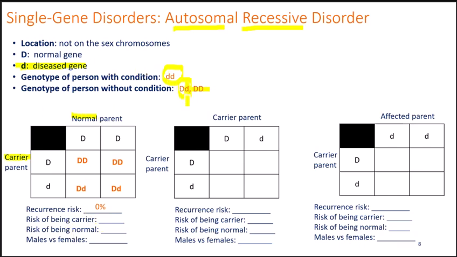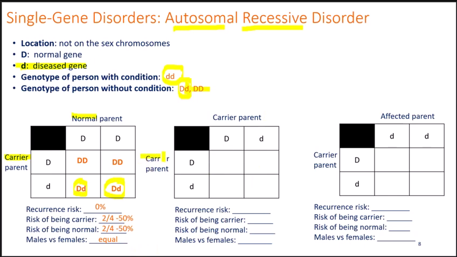So what's the risk of being a carrier? Well, we know that a carrier looks like this. So we're going to say, okay, there's a carrier and there's a carrier. So not a carrier, not a carrier. So we're going to say that there is a 2 out of 4 chance that you will carry it. Why that's important is because even though your children won't have the disease, they're potentially going to be a carrier, which becomes important when they have children. And so the risk of being normal, meaning no disease but also not a carrier, is also 2 out of 4. And then males and females, we know that it affects males and females equally.